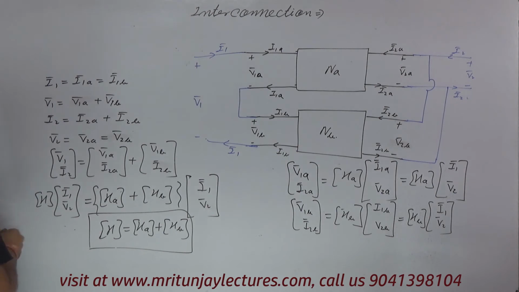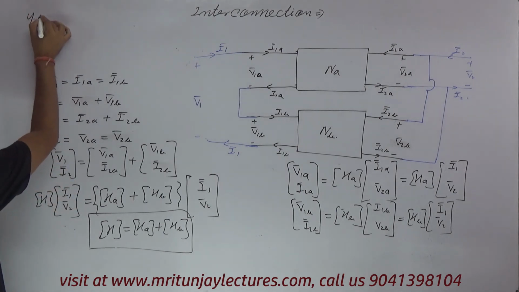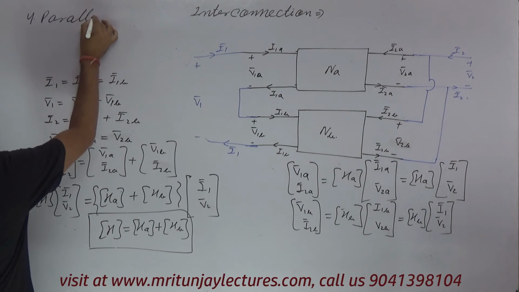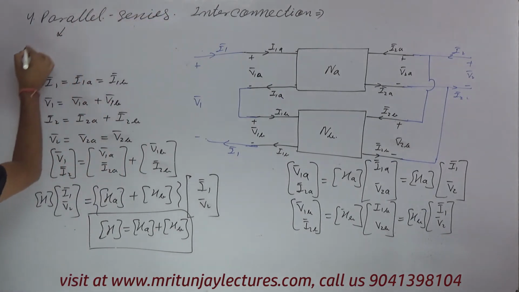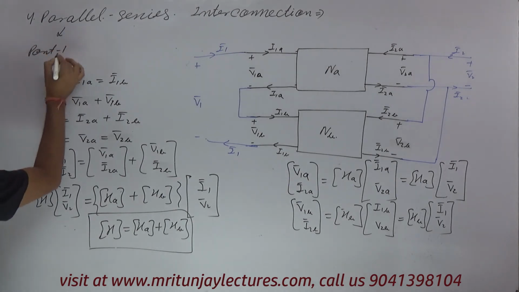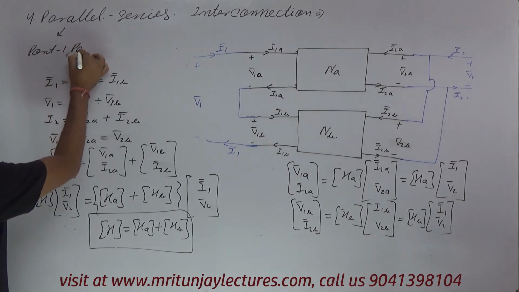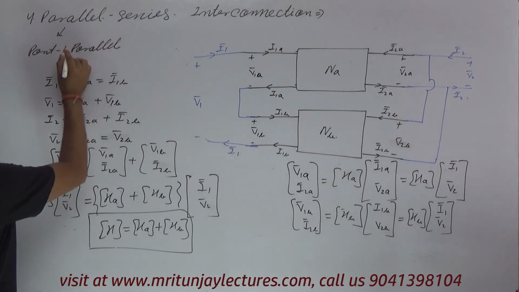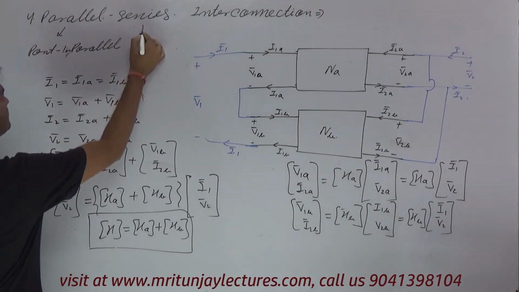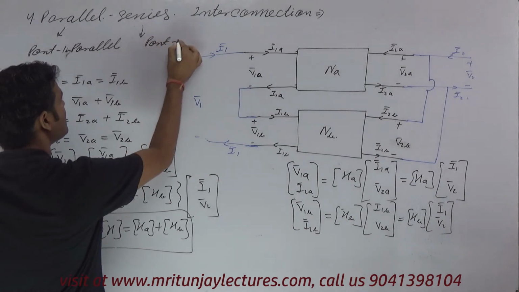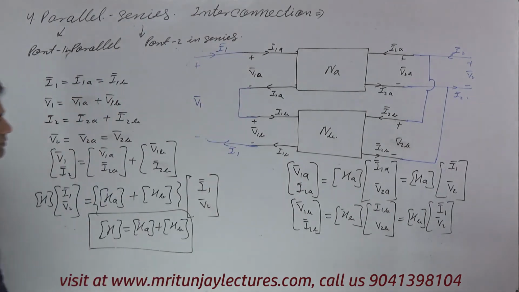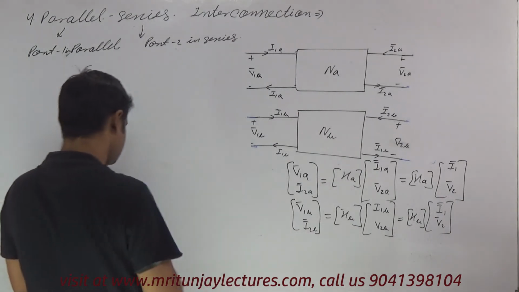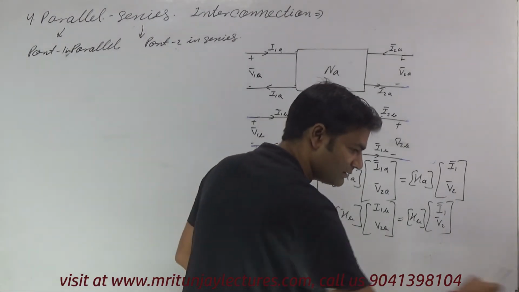Fourth one, parallel series means port 1 in parallel, port 2 in series. Port 1 is parallel and port 2 is series.